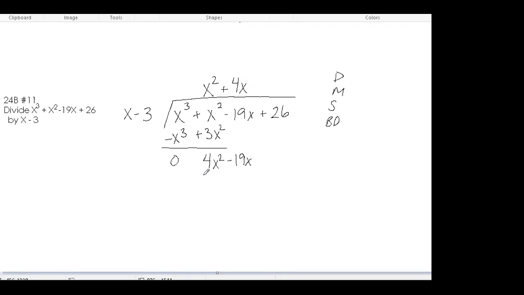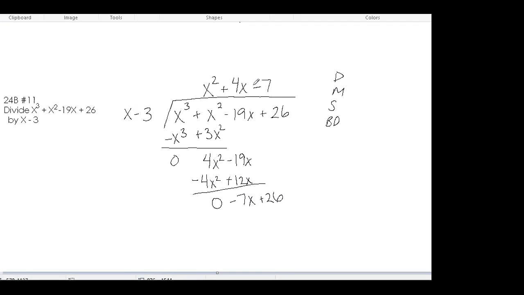4x times x is now 4x squared. 4x times negative 3 is negative 12x. So now I've multiplied, now I subtract. I've changed the signs on both of them to subtract them. This is 0. Negative 19 plus 12 is negative 7x. And you bring down plus 26. Now last time we're dividing. So negative 7x divided by x is a negative 7.